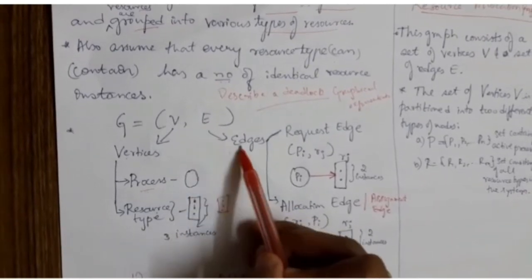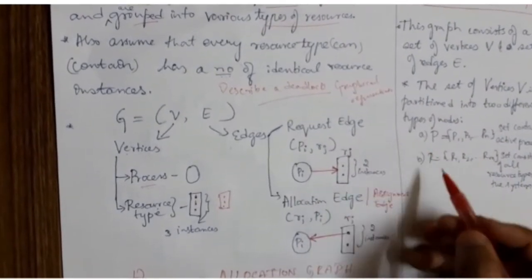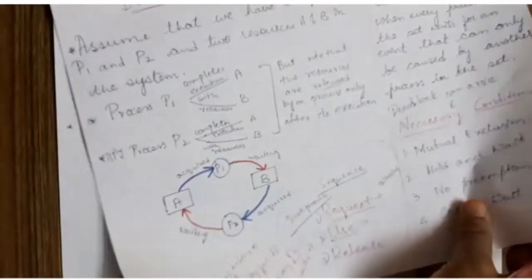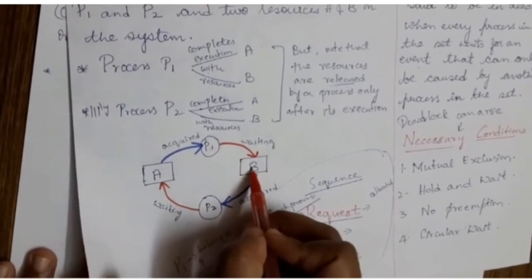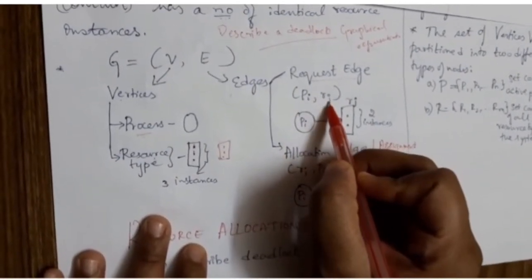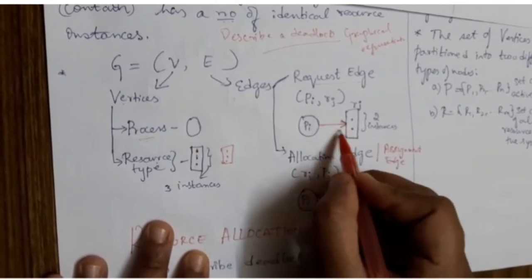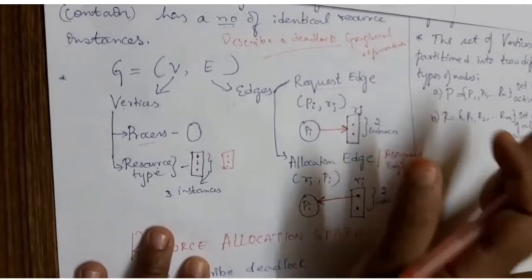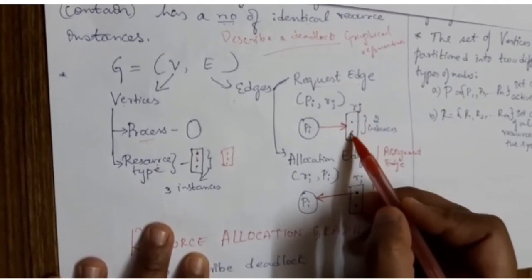Next, I have edges. With respect to edges, I can have 2 types of edges. One is the request edge, and another one is the allocation edge or assignment edge. What is this request edge? Whenever a process, as you can see here, is going to request a resource, that is process PI is requesting the resource RJ, then it is called a request edge. I am going to represent it like this: PI requesting resource RJ. Next, this resource RJ has 2 instances. 2 dots represent 2 instances.